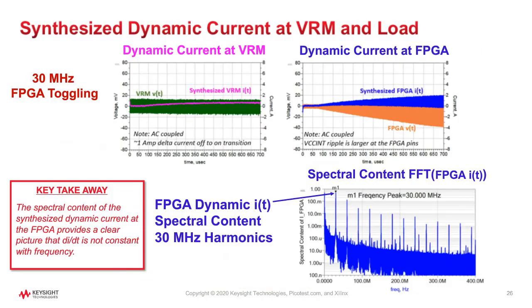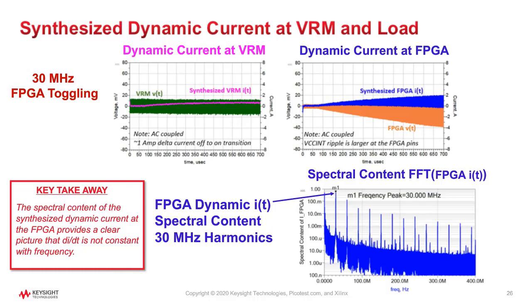The results with the FPGA load toggling at 30 megahertz for the synthesized dynamic switching current at the VRM and at the FPGA are shown in the top 2 graphs. The plot on the left with the measured dynamic voltage in green and synthesized dynamic current in pink at the VRM shows that the steady-state dynamic ripple current is on the order of milliamps at the VRM. However, the plot on the right shows that there is a significant dynamic current at the FPGA pins as indicated by the blue trace, and it increases to close to 2 amps peak to peak as the number of flip-flops get turned on and toggling.